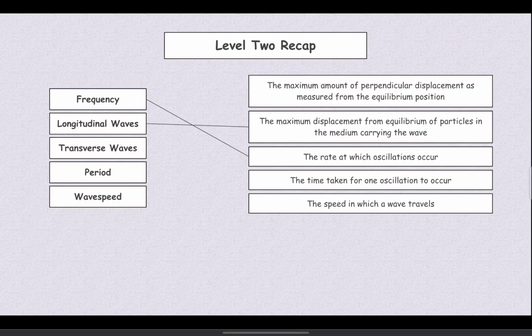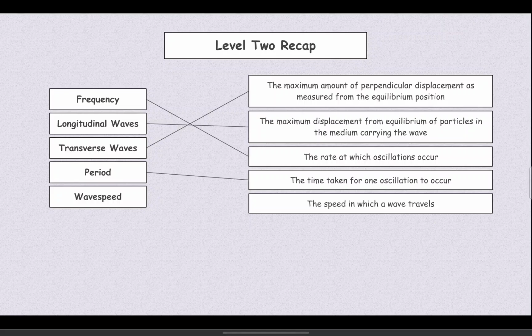Second, longitudinal waves, which is the maximum displacement from equilibrium of particles in the medium carrying the wave, which is the waveform down the right we saw on the previous slide. Again, not super relevant knowledge, but still good to know. Next, we have transverse, which will be the maximum amount of perpendicular displacement as measured from the equilibrium position. Again, that's the waveform we saw earlier.